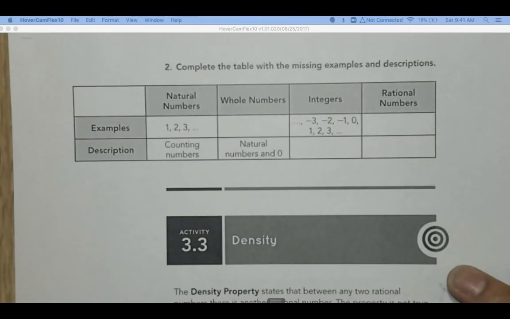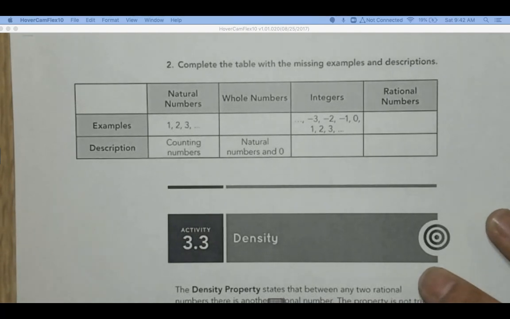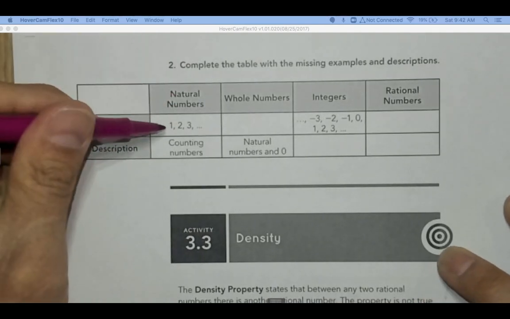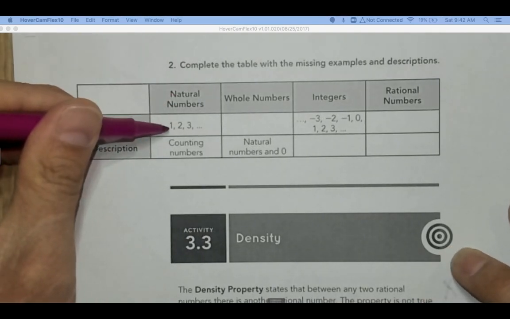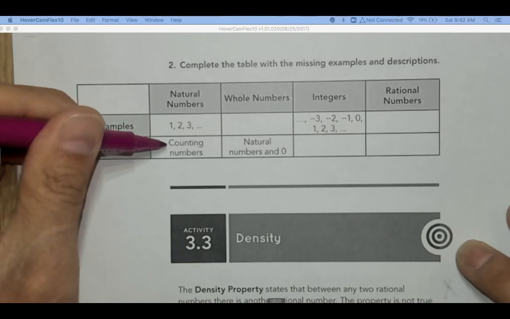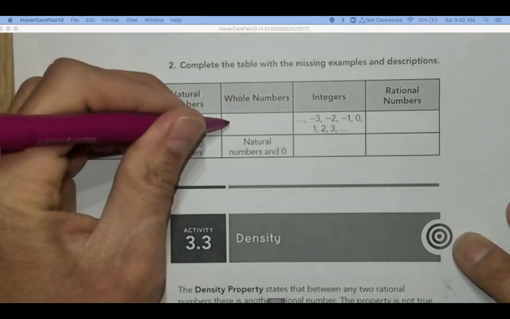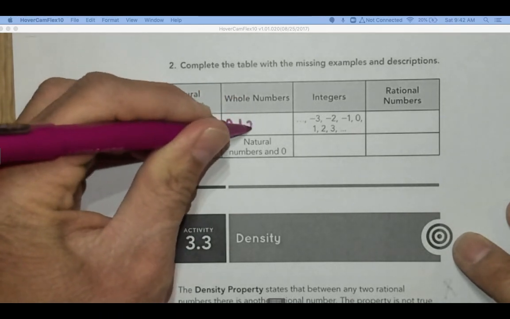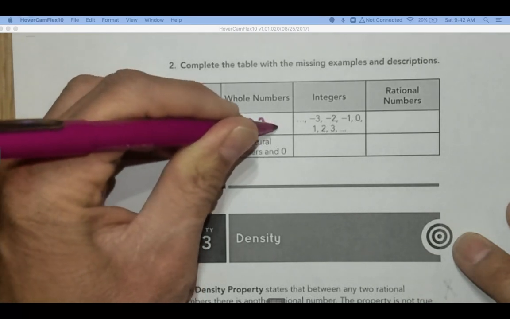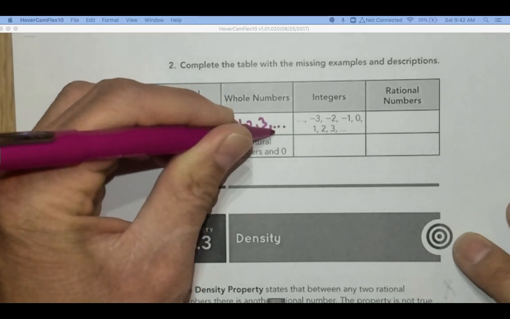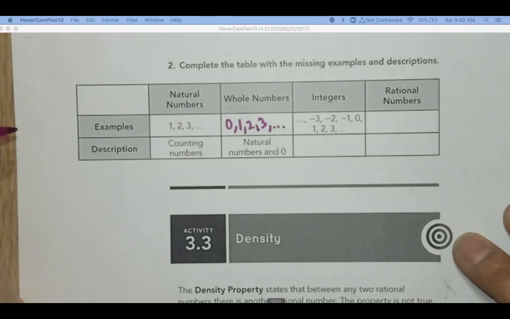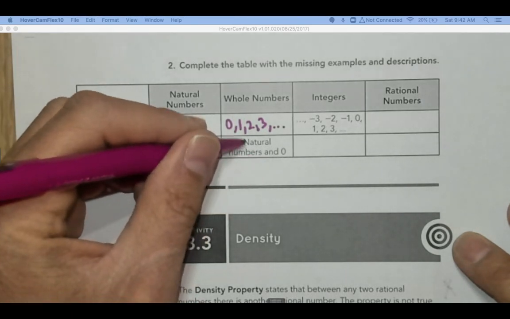So again, if I had to go through this again, the natural numbers, it's like 1, 2, 3. Sometimes we call them counting numbers. Okay. Then the whole numbers start at 0. So it's 0, 1, 2, 3. And then the ellipsis means it keeps on going forever and ever. And so those are the natural numbers and 0.